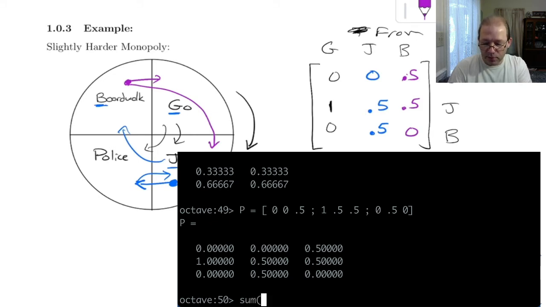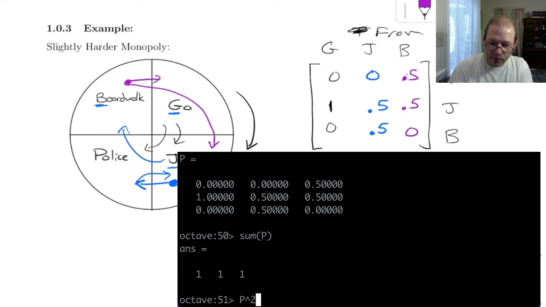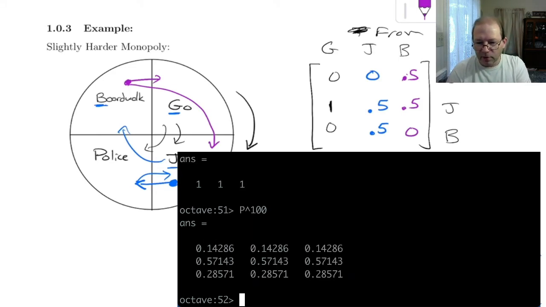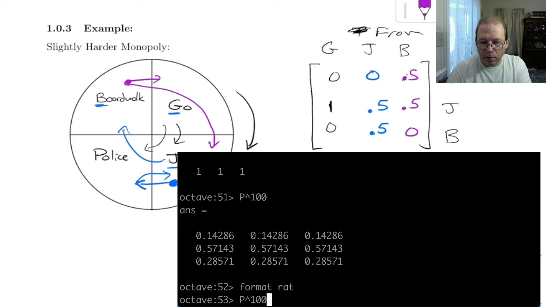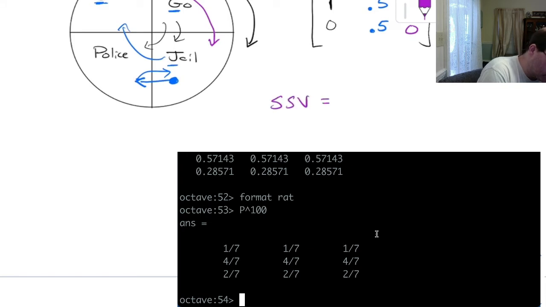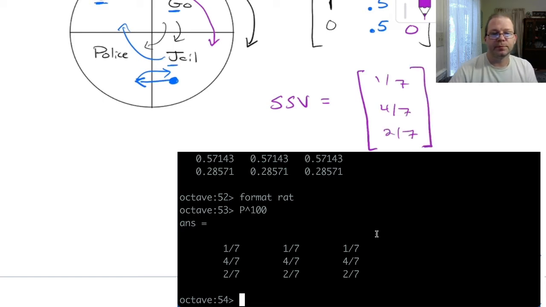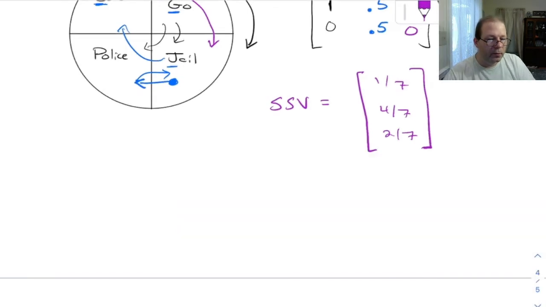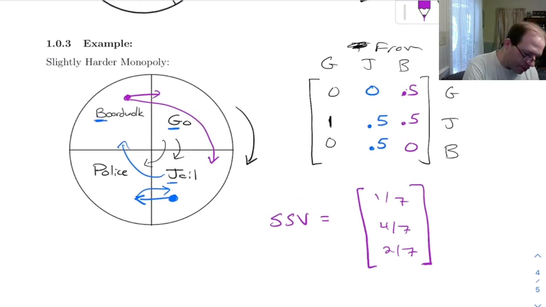So just for fun, let's take those column sums. If you raise this to a large power, you get this. Those look like sevenths to me, the 28571. So the steady state vector here is going to be 1/7, 4/7, 2/7. So that means if you played this game for a long time, 1/7 of the time you'd be on go, 4/7 of the time you'd be in jail, and 2/7 of the time you'd be on boardwalk.